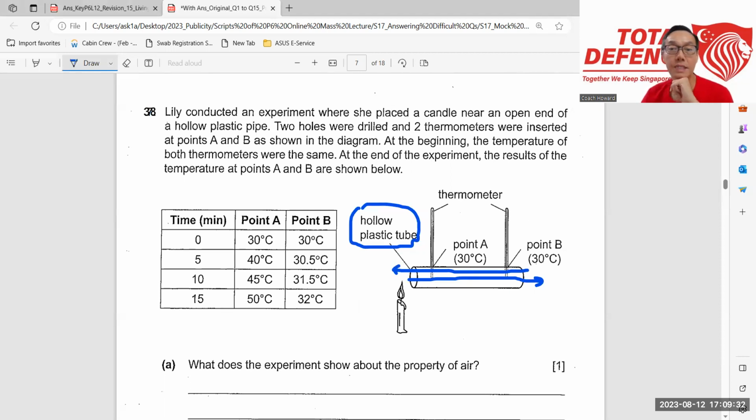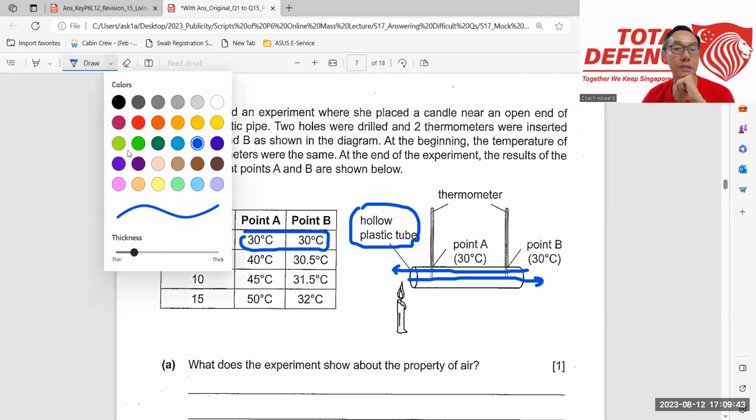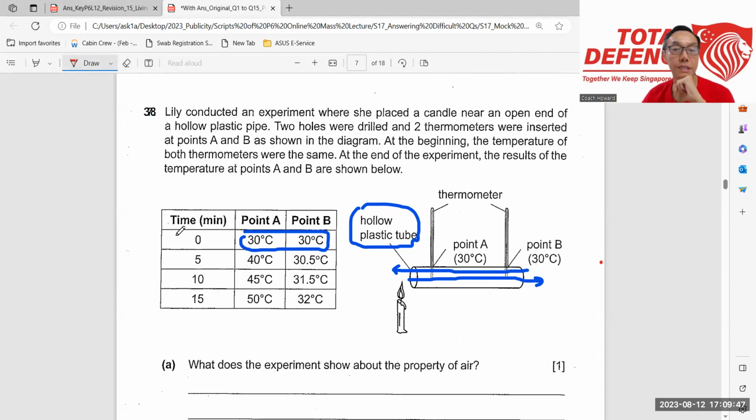Okay, so it says that at the beginning, the temperature of both was the same. So you highlight this part, 30 degrees. And after 15 minutes, right, you will see the temperature changes differently from both sides. So as the time proceeds, right, you will see the one at point A increased by 20 degrees. Okay, 30 to this one, but the other one only increased by 2. So one is 20, one is 2. It's 10 times more.